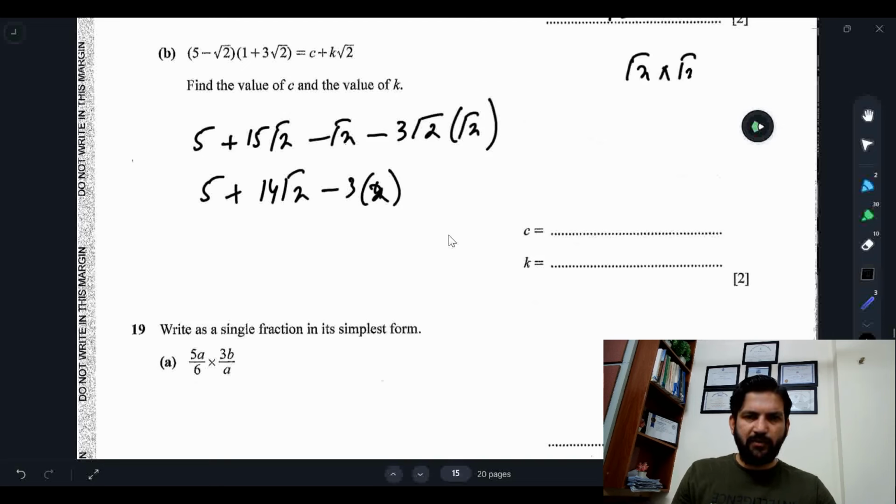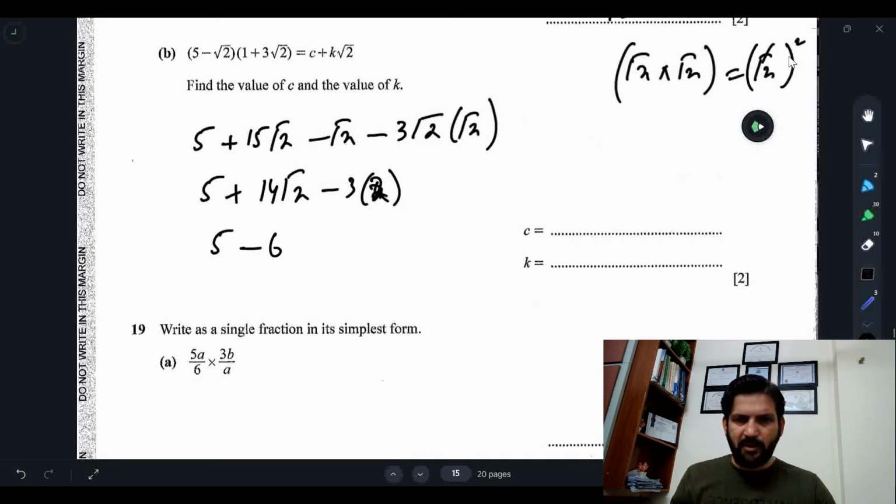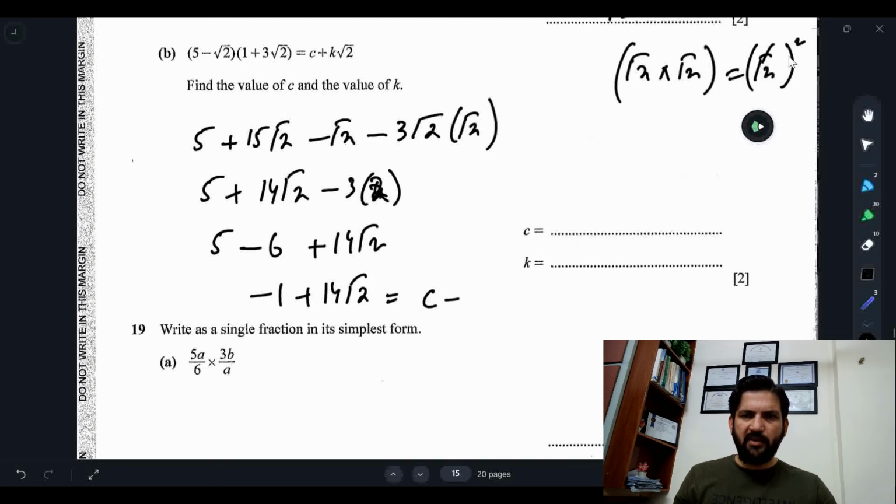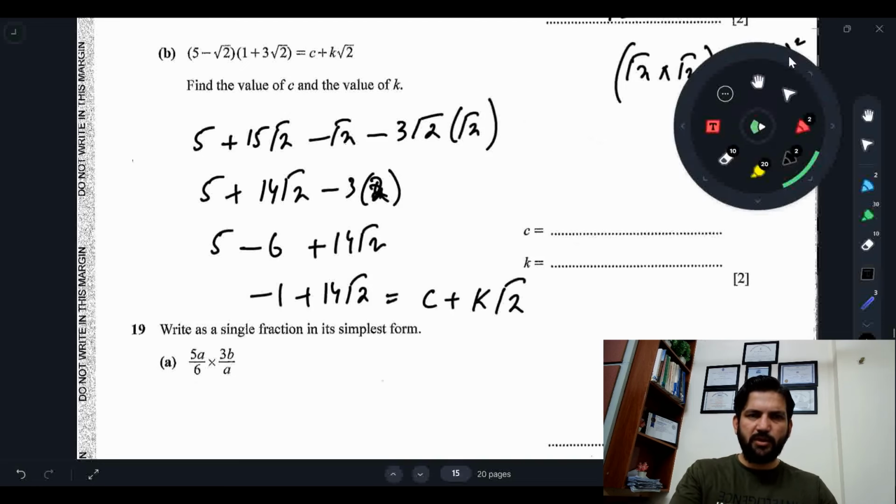So 5 minus 6 plus 14 square root of 2, which means minus 1 plus 14 square root of 2. And if we compare it with this thing, k square root of 2, we can see that c will be equal to minus 1 and k will be equal to 14. Let's move to question number 19.